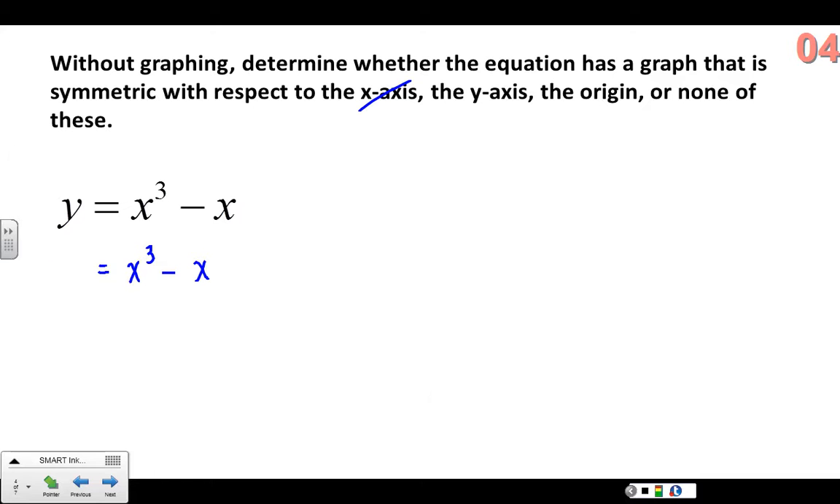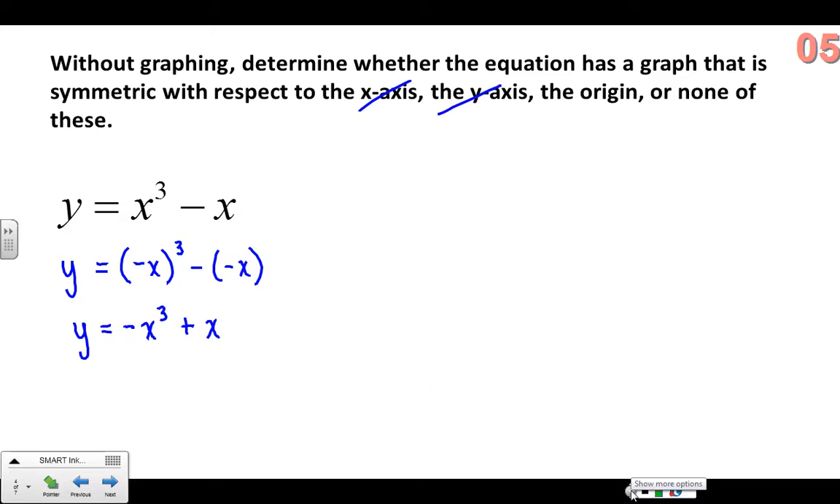Let's try the test for symmetry with respect to the y-axis. So on this one, we're going to replace x with negative x. Okay, so y would equal a negative 1 raised to the third power would remain negative 1. So negative x cubed, and then that would be plus x. Notice this is not the same equation as your original, so it has been changed. Therefore, it doesn't have symmetry with respect to just the y-axis either.